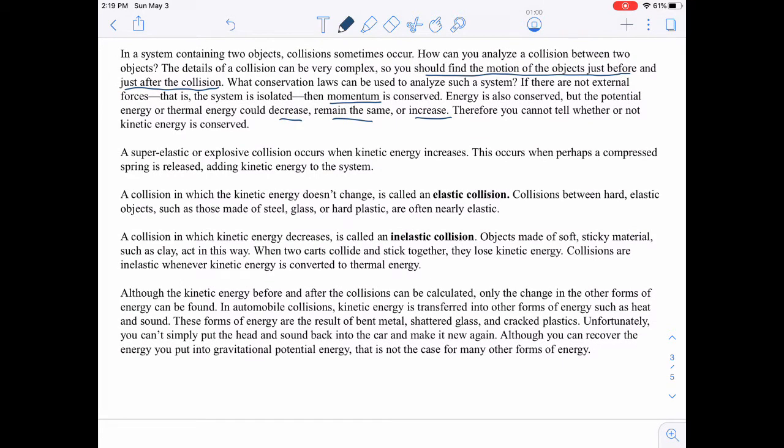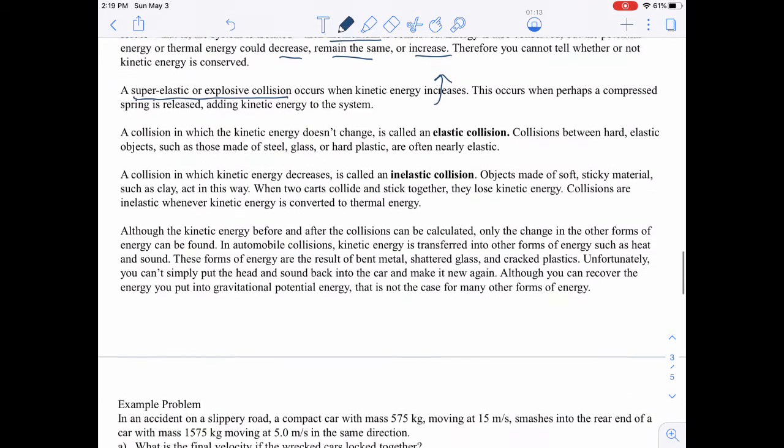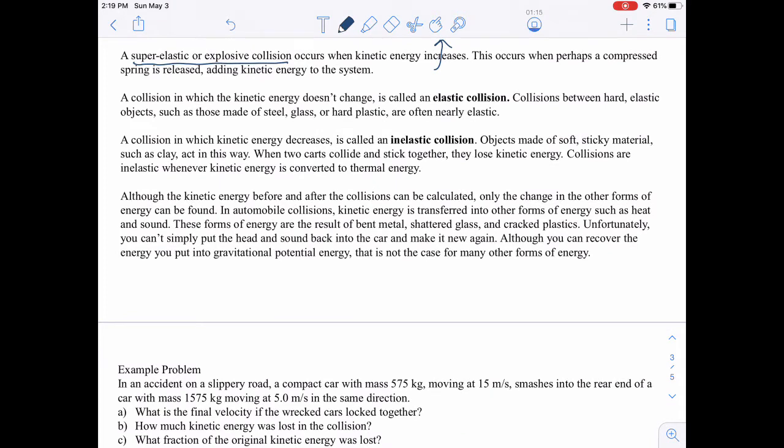We have three types of collisions. A superelastic or explosive collision occurs when kinetic energy increases. This occurs when perhaps a compressed spring is released, adding kinetic energy to the system. A collision in which kinetic energy doesn't change is an elastic collision. Collisions between hard elastic objects, such as those made of steel, glass, or hard plastic, are often nearly elastic.